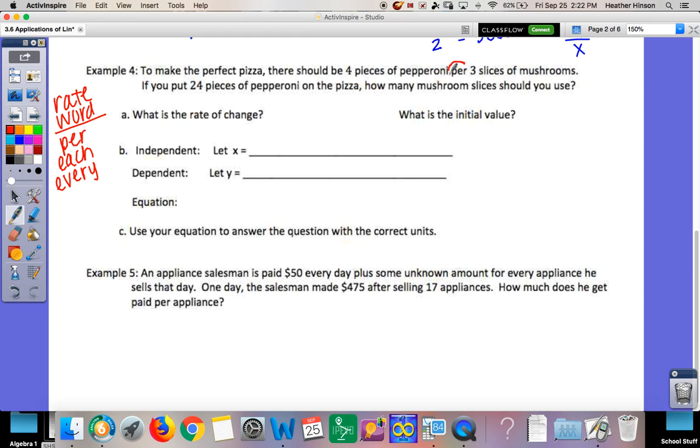Well, it says it right here. 4 pieces of pepperoni per 3 slices of mushroom. If you can find that word, that'll give you your full rate of change. So you're going to get 4 pepperonis, and you can put pieces of pepperoni. I just don't have that much space. Per 3 mushrooms or slices of mushrooms.